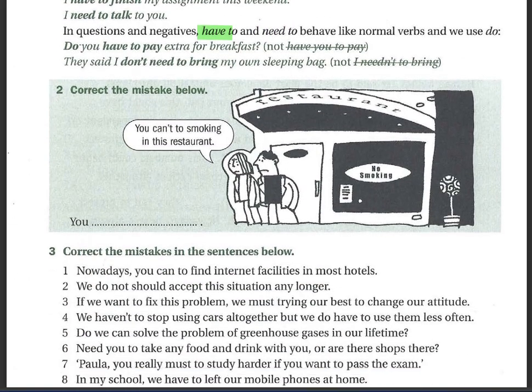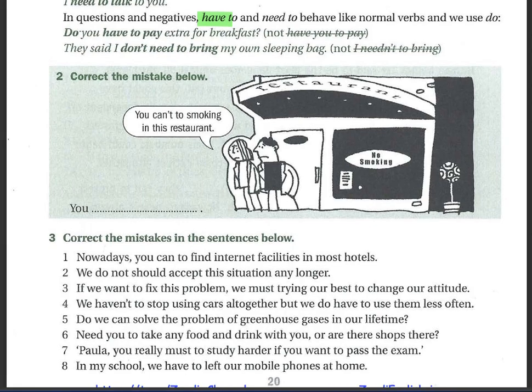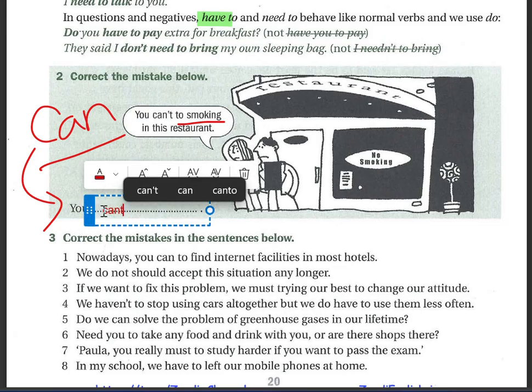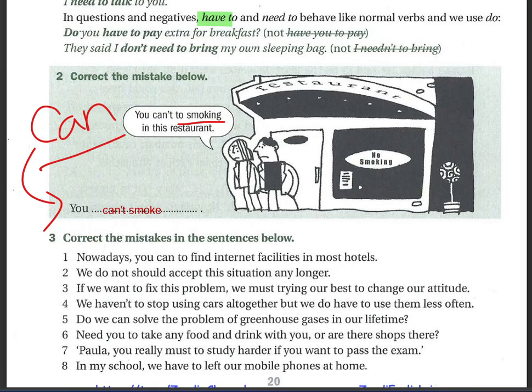Now let's do the exercises. 2. Correct the mistake below. You can't do swimming in this restaurant. We have the modal can. So in here, you can say, you can't. Very good. Smoke. After can, the base form. No -ing. Yes. No -ed. So can't smoke. Very well. Look at the next question.